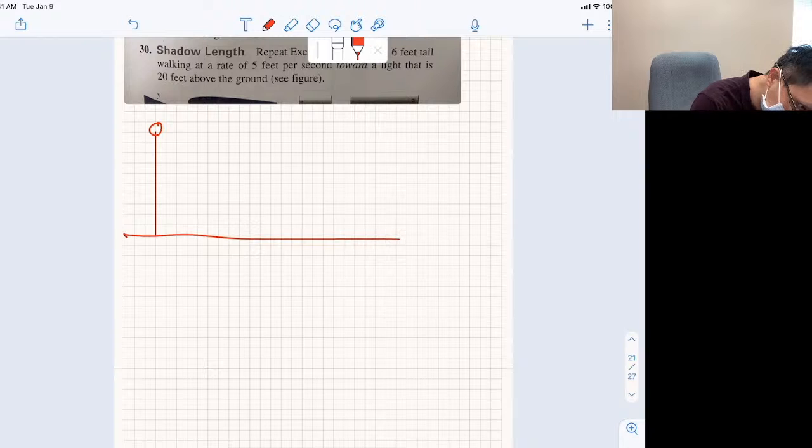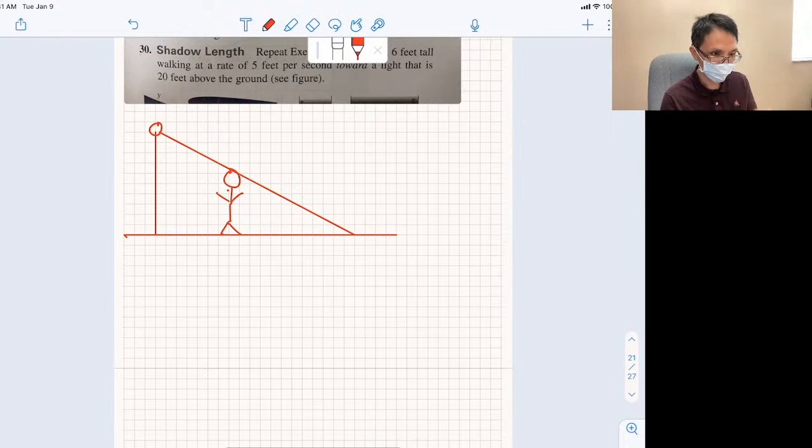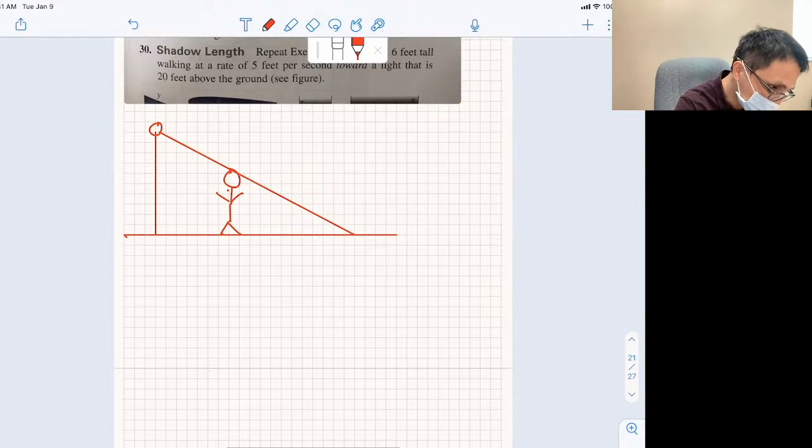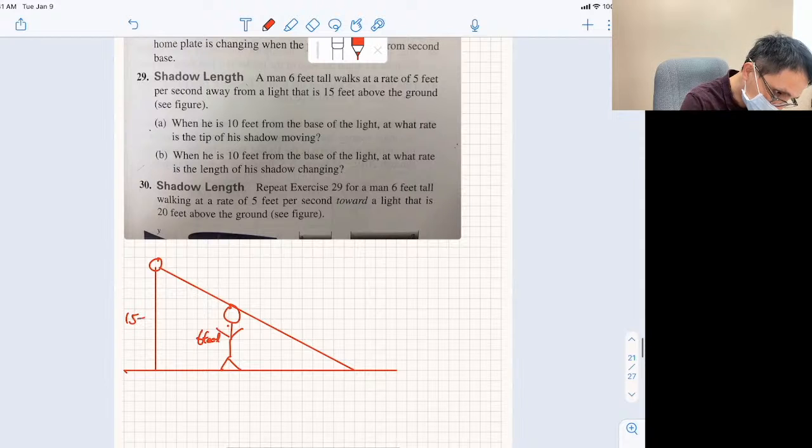And then this is going to be some type of big head person. I'm a big head person. I got a very big head, guys, with a small brain, maybe? All right, so this man is 6 feet. This is Will with a big head. The lamp is 15 feet. Okay, so he's going to cast a shadow.